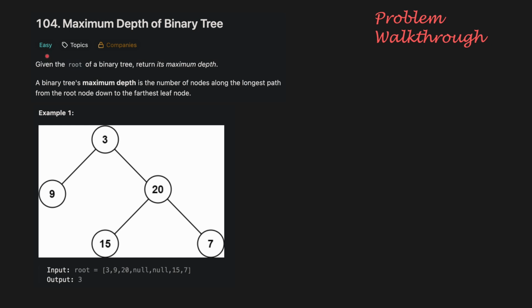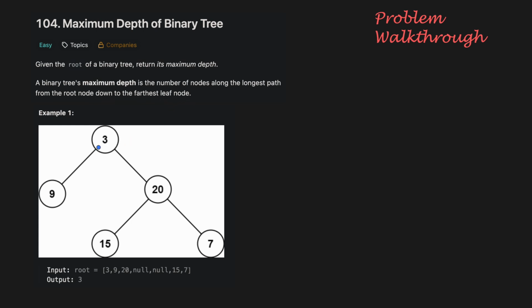Now to the problem. In this problem, we are given the root of a binary tree and we should return its maximum depth. The depth of a binary tree is the number of nodes along the longest path from the root node down to the farthest leaf node.